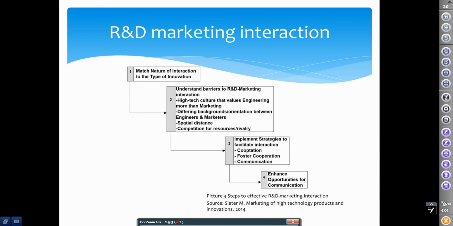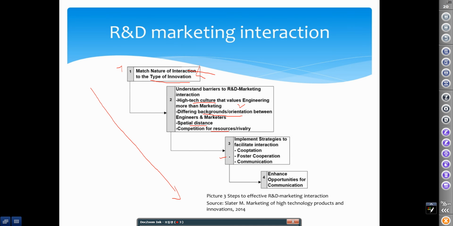Here you can find the different steps for effective research and development marketing interaction. So the first step will be to match the nature of interaction to the type of innovation. Don't forget that I told you earlier that when you try to find the right strategy for a high-tech company, you should first of all recognize the type of your innovation. The second step will be to understand barriers to research and development marketing interaction. So you should understand and create the high-tech culture, use the backgrounds, orientation, spatial distance, and competition for resources. So we have to manage all of them.